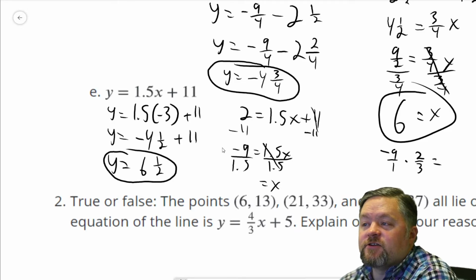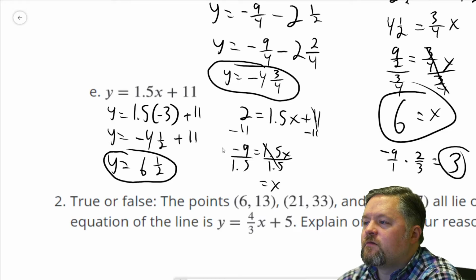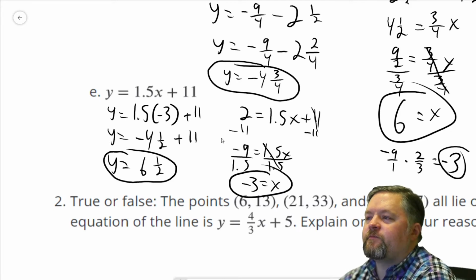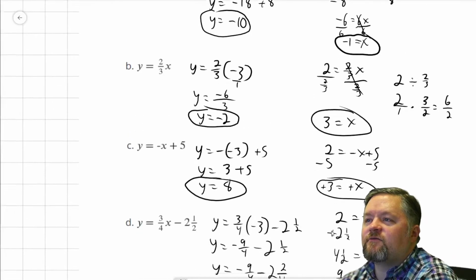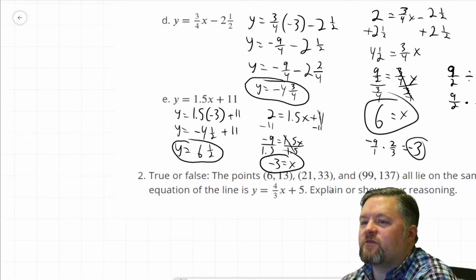That looks a little easier. What's 2/3 of 9? It's 6. Negative times a positive is a negative. x equals negative 6. Okay, that got a little scattered. We had all kinds of algebra to do there. That's kind of fun.